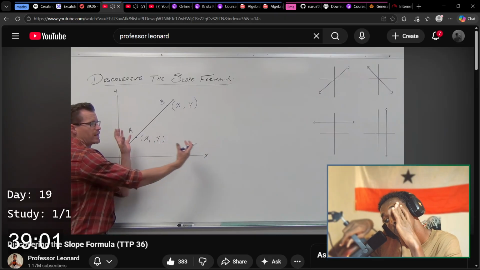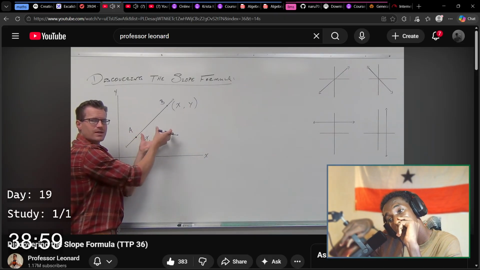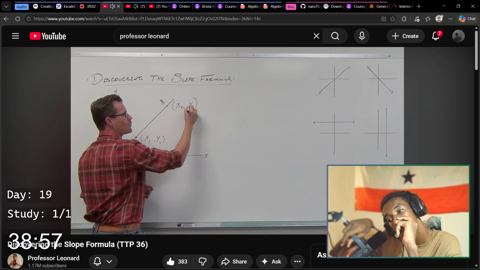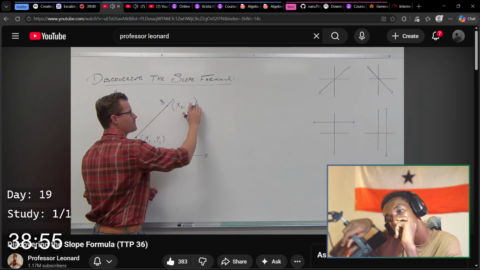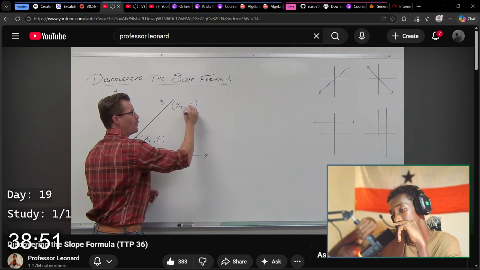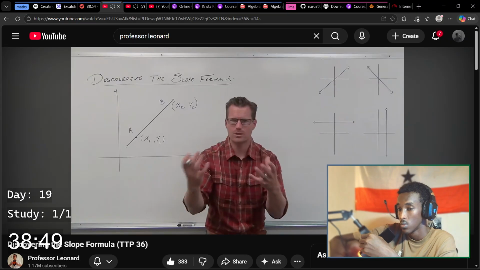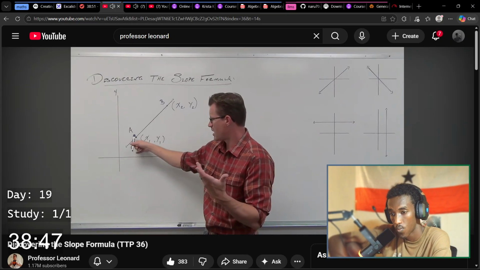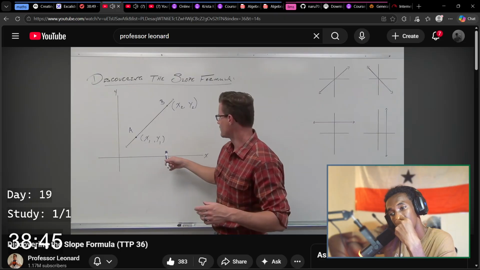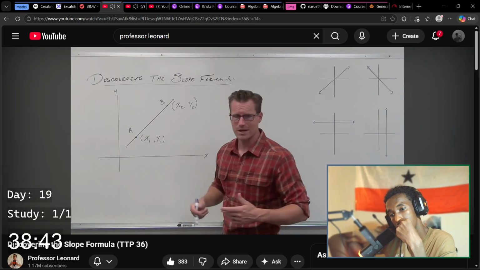So this is our first point. x1, y1, let's consider that to be point A. And then x2, y2, let's consider that to be point B. Now, why don't I have specific points? Why don't I want to put up there, that looks like 1, 2, maybe, I don't know. That looks like 5, 6, whatever.